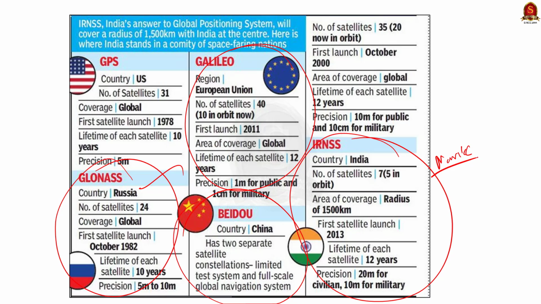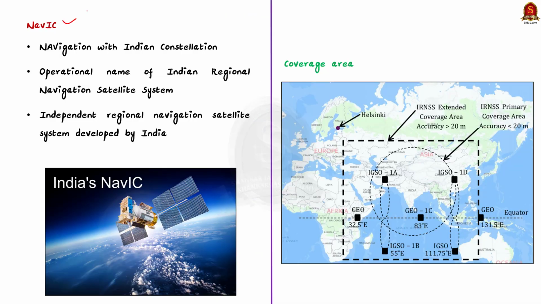Now coming to the Indian version of GPS, that is NAVIC. See, first of all, it is expanded as Navigation with Indian Constellation. Know that NAVIC is the operational name of the Indian Regional Navigation Satellite System, that is IRNSS. Now you may ask, what is IRNSS? See, as the name suggests, it is an independent regional navigation satellite system developed by India. Now with this basic information, let us see in detail about NAVIC.